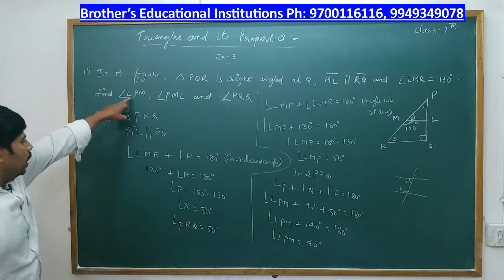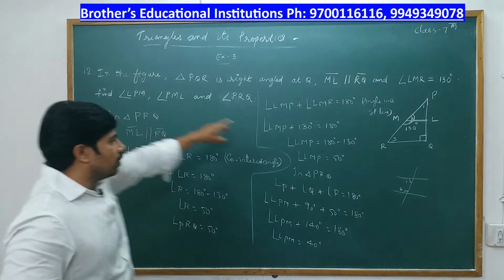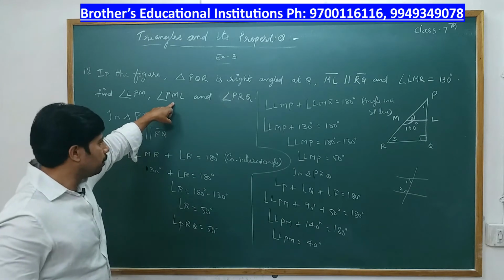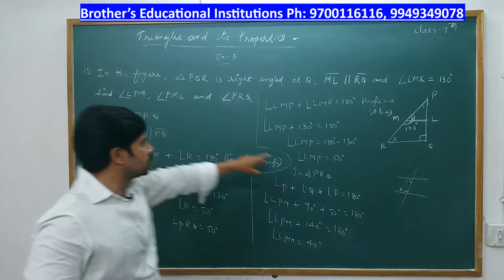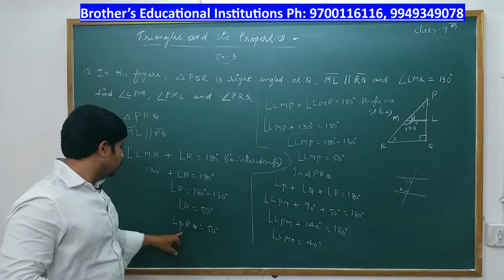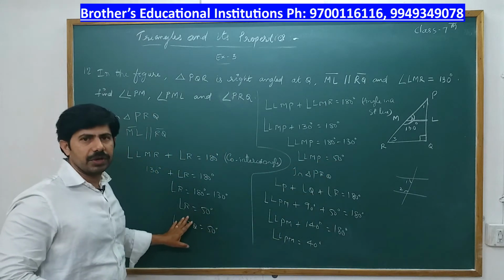So angle LPM is 40 degrees. Then what is PML? This is PML, 50 degrees. Then angle PRQ is 50 degrees. So all the three angles we got. So this is completed.